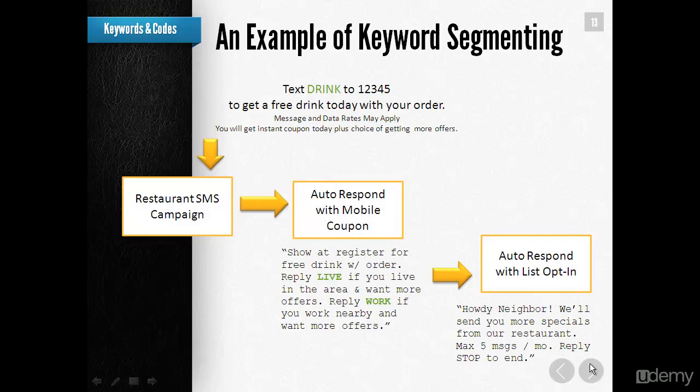Now I want to show you an example of how you might use keyword segmenting. And again, this is a very specific sort of thing for a physical place, and I use a restaurant as an example.